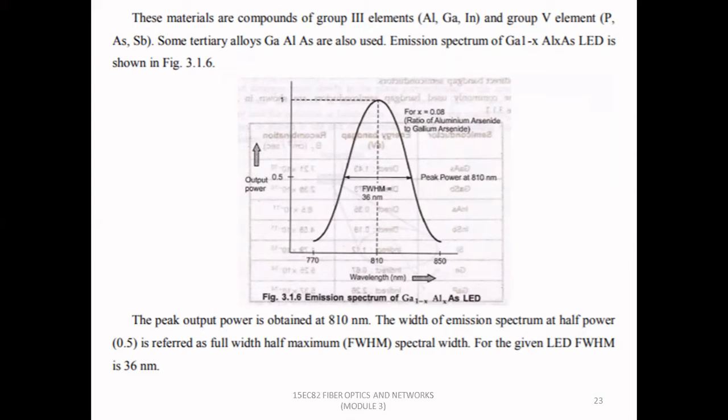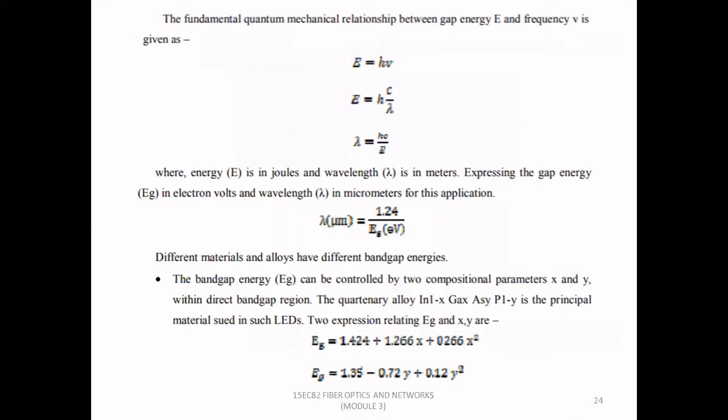It is output power versus wavelength. The peak output power is obtained at 810 nanometer. The width of emission spectrum at half power, 0.5, is referred to as full width at half maximum, FWHM, spectral width. For the given LED, full width at half maximum is 36 nanometer as shown in the figure.